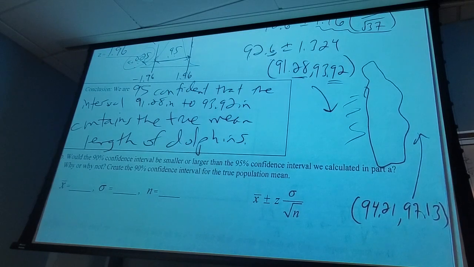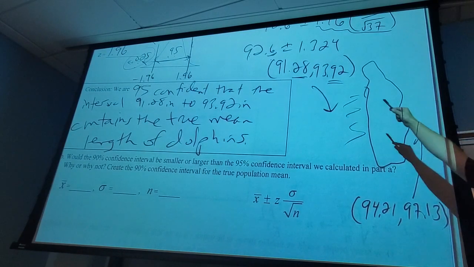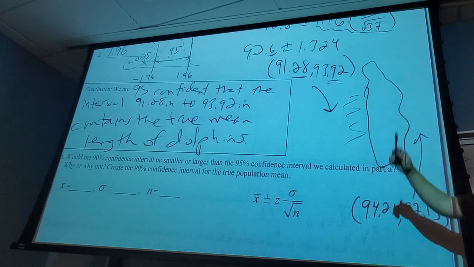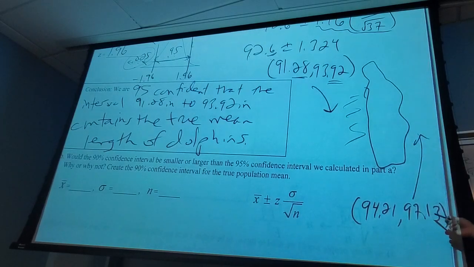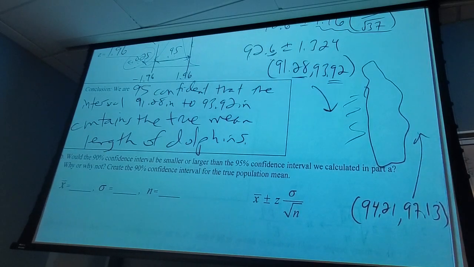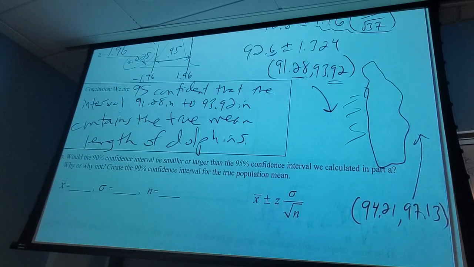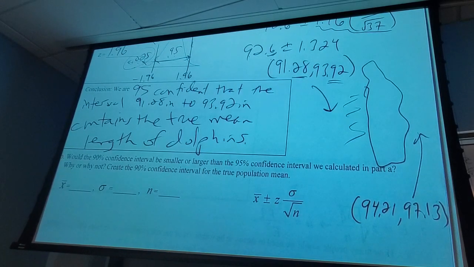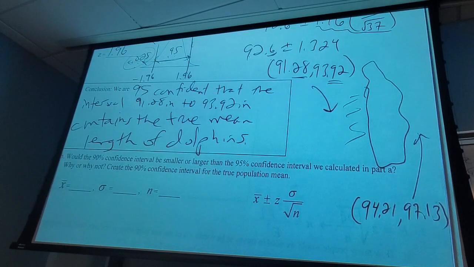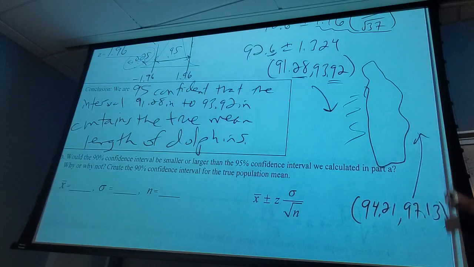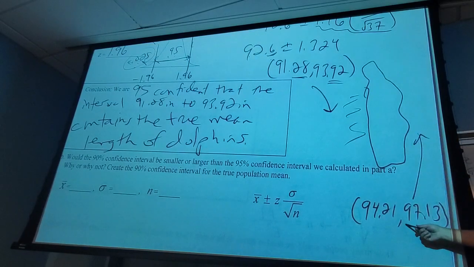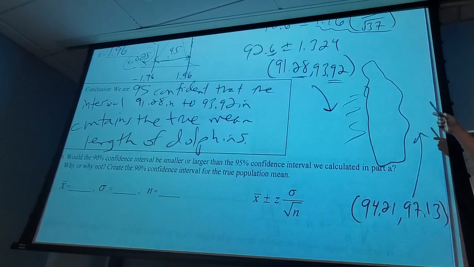So one side of the island, I got that interval for their average length, and the other side of the island, I got this interval for their length. Is that evidence that the two sides of the island end up with different length dolphins? Do the two intervals overlap? Yeah. What's that one go up to?